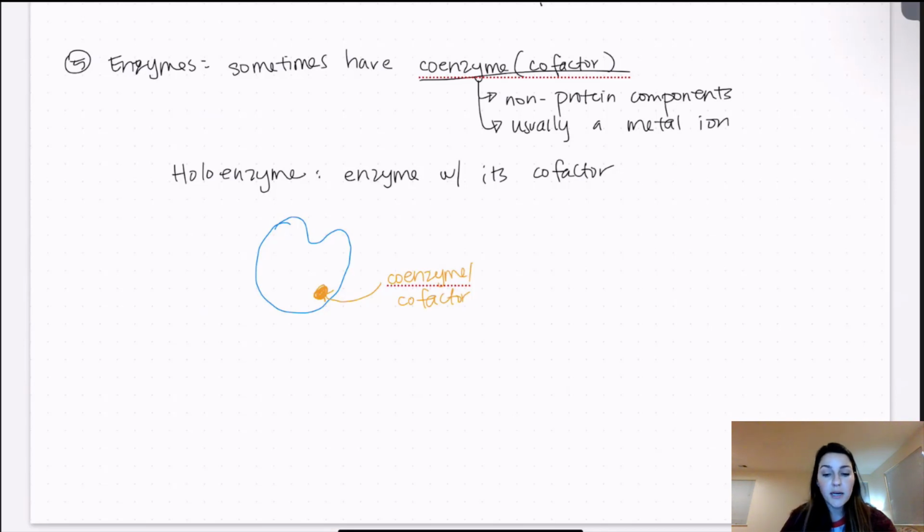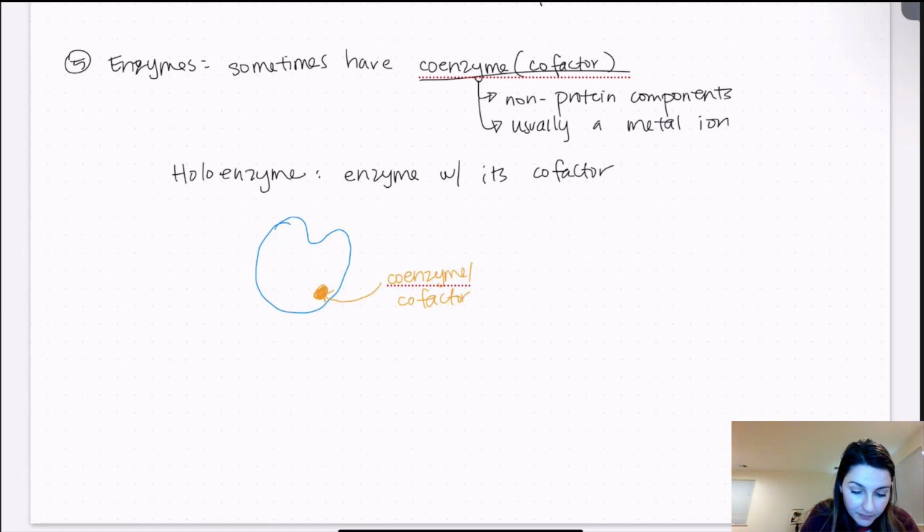And holoenzymes are cool because they help regulate if that enzyme is on or off. If that coenzyme is bound to that enzyme, then maybe it's on. If it's not, then maybe it's off. So that plays a role in how we regulate enzymatic activity, how that enzyme is working, basically. So that's the fifth thing I want you to know.